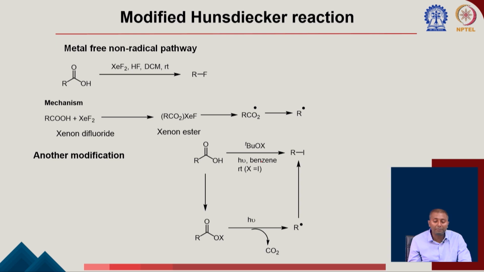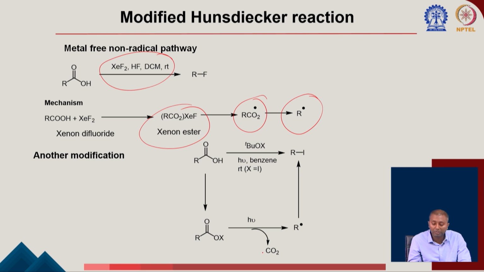There are also some other modifications using xenon fluoride with HF. Again, I think there is formation of this xenon ester here. As I mentioned, once you form that, it is going to cleave the bond, forming that species which is going to form the R dot.